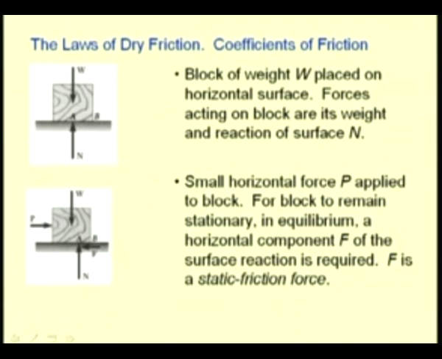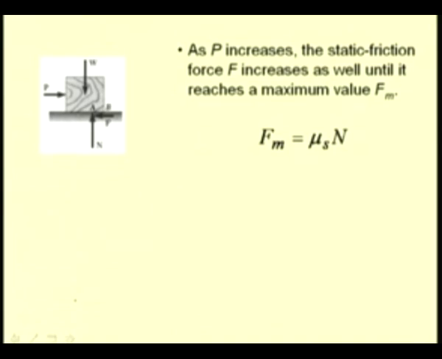And as this force P increases, this frictional force F also increases to a maximum limiting value, and that limiting value, if we call it Fm for a pair of surfaces, is related to the normal reaction by what we call the coefficient of static friction, mu s. This has been found by a series of experiments.